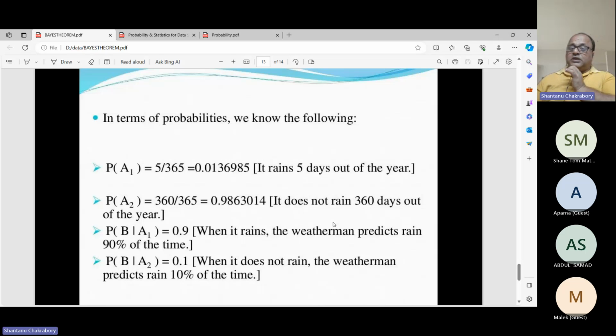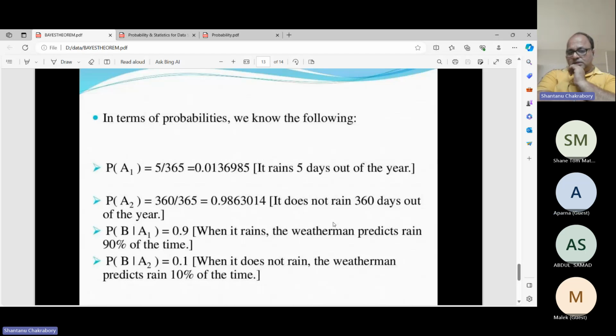Then what is the probability of the event A2? It does not rain, because it is a desert where Mary's wedding is taking place. Out of 365 days, there are 360 days where it does not rain at all. So the probability that it does not rain on Mary's wedding is 360 by 365. So the probability of the first event, it rains on Mary's wedding, is 0.01. The probability it does not rain on Mary's wedding is 0.98.